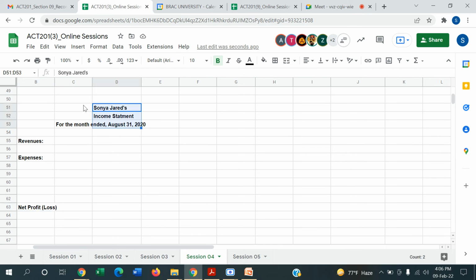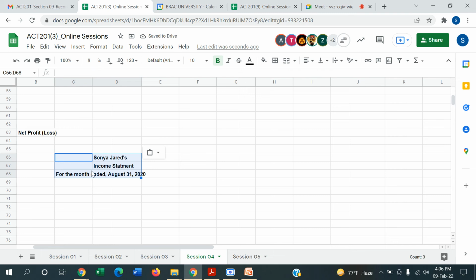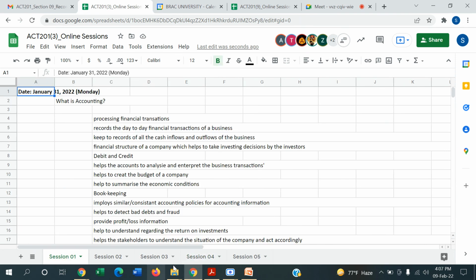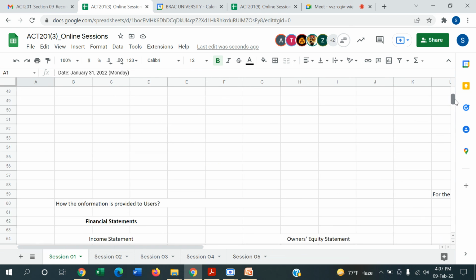After preparing the income statement, then we need to prepare the owner's equity statement. The heading is almost the same: Sonia Jarrett's owner's equity statement, and this should be the same, for the month ended. And can you remember, in the owner's equity statement, what is our objective in preparing it? To know how much the owner invested and how much the owner owes from the company. Exactly. It helps to prepare the balance sheet.